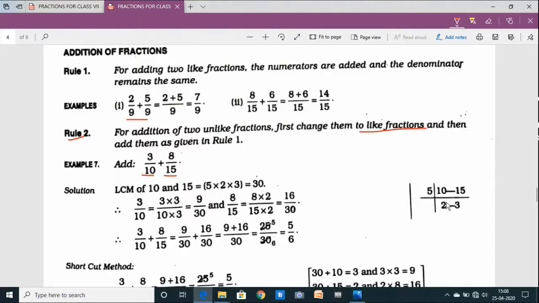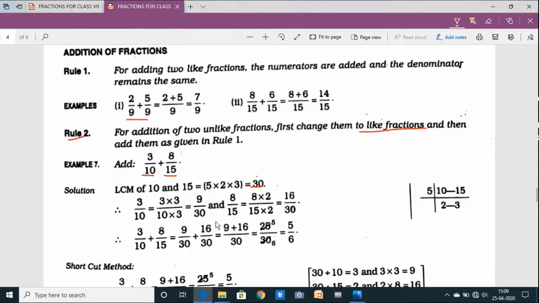So the LCM here: 5 twos are 10, and 10 threes are 30. 30 is the LCM of both numbers. So 30 divided by 10, we obtain 3, and when we multiply 3 by 3, we obtain 9 by 30. Again, for 8 by 15, 30 divided by 15, we obtain 2, and we have to multiply 8 by 2, so 16 by 30.